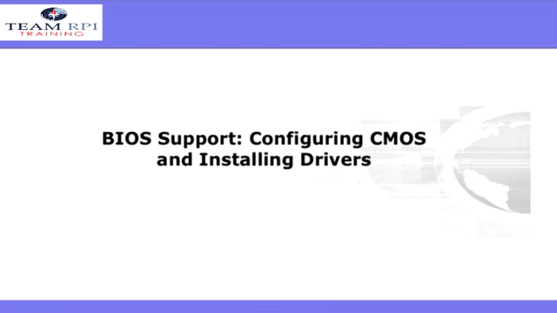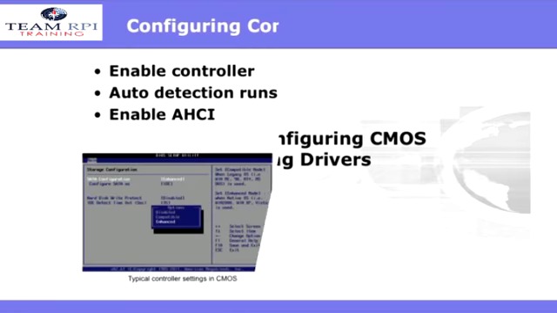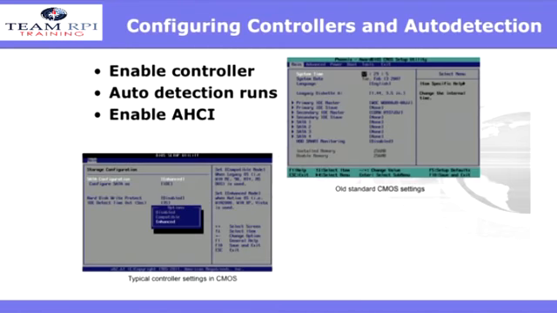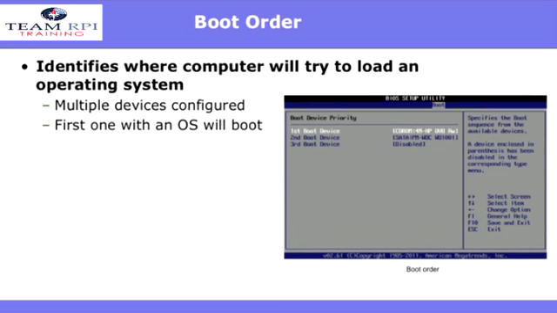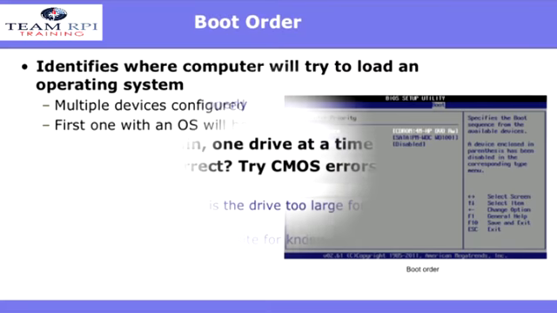Next, let's take a quick look at configuring CMOS. Here you see the typical controller settings in CMOS and the option to enable AHCI. Remember, if you're going to use AHCI, it must be configured prior to installation of the operating system. Next, you need to identify the boot order. This is to tell the computer where to try to load the operating system.